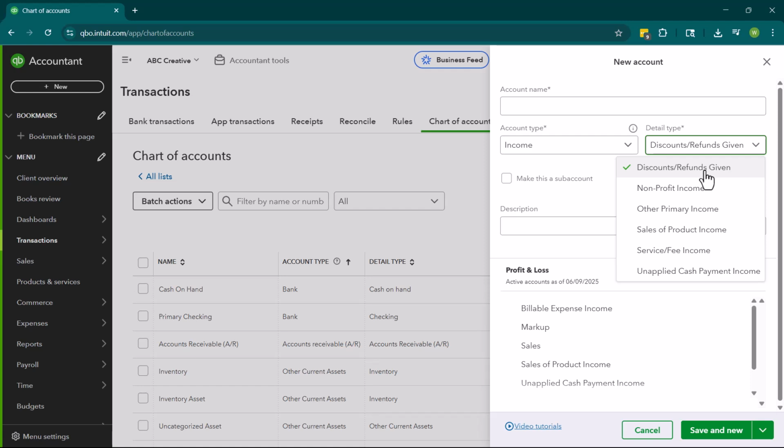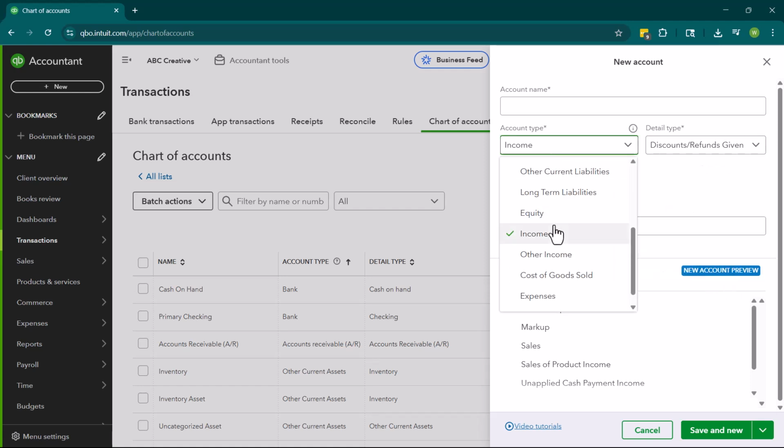We have nonprofit income, which the majority of you guys are probably not going to use because you're in business for a profit. We have other primary income, sales of product income, service/fee income, and then we have this unapplied cash payment income. There's already an account there for that.